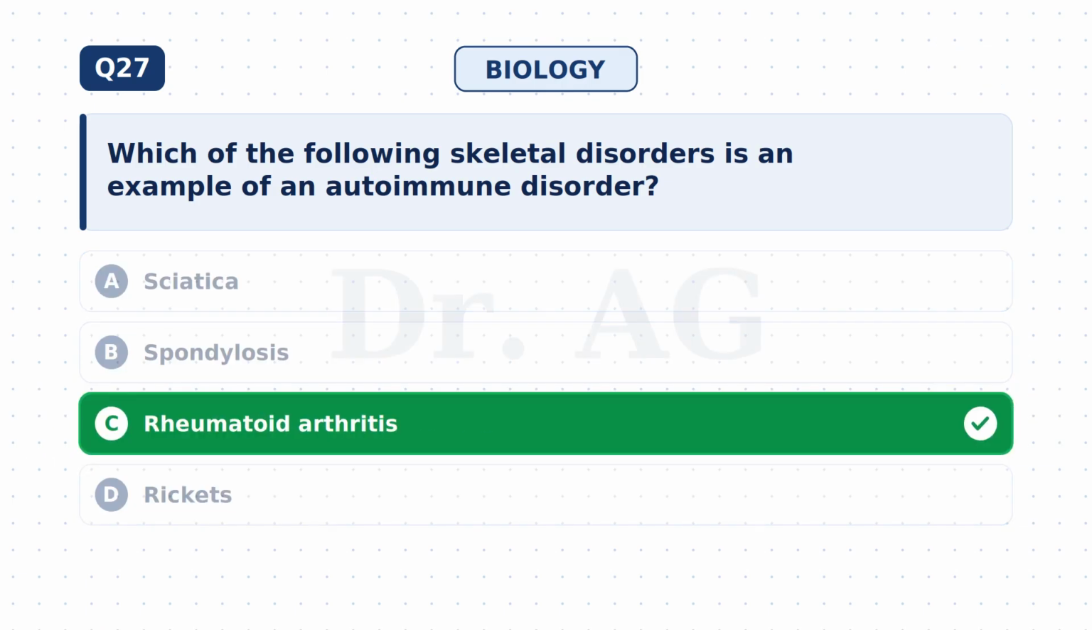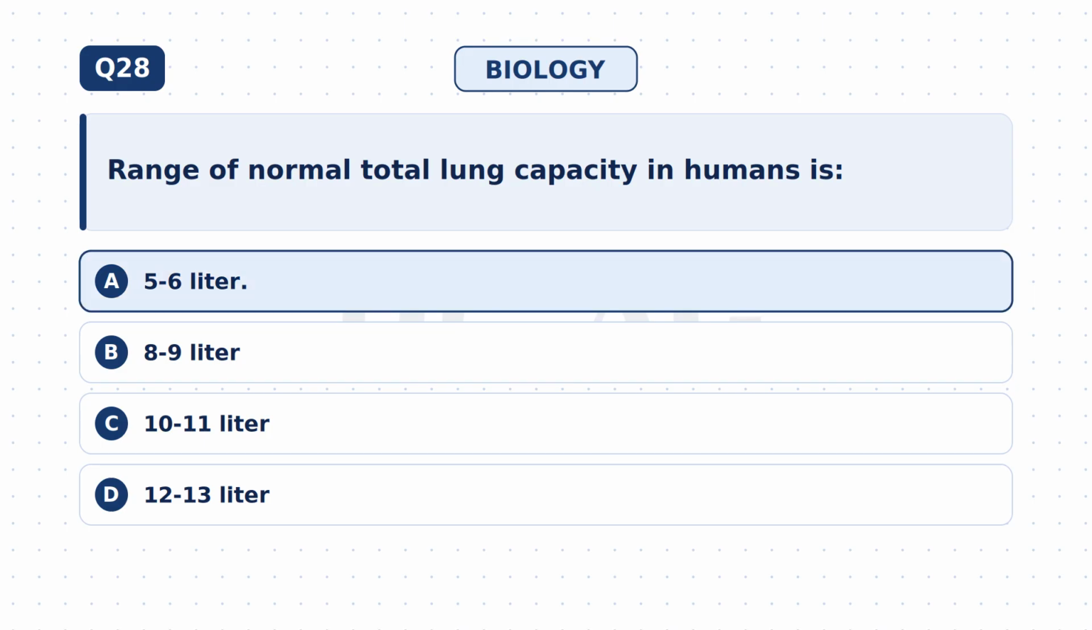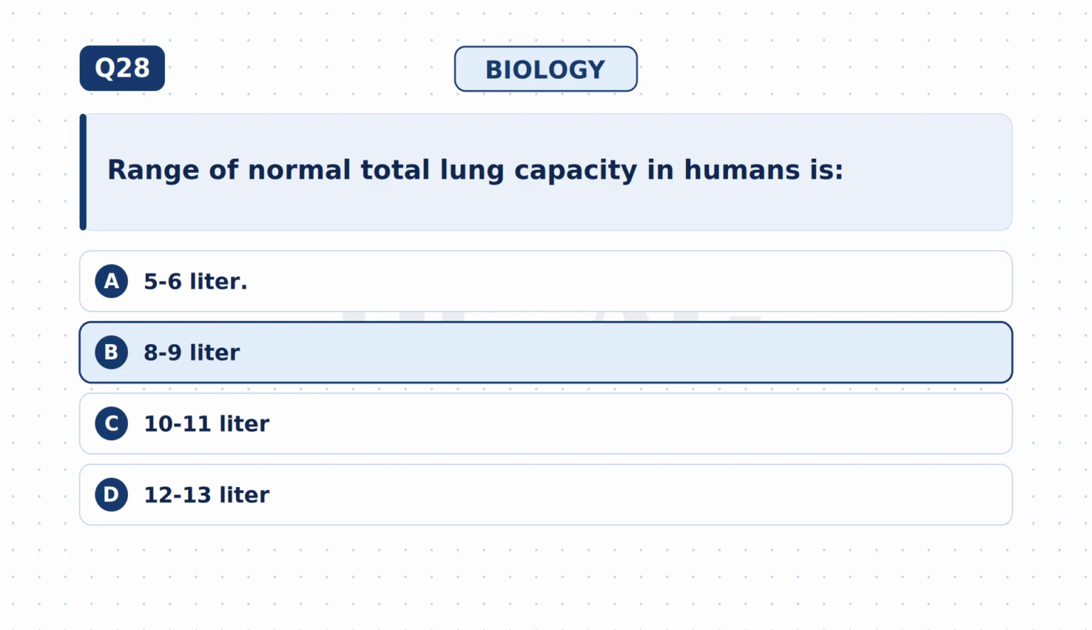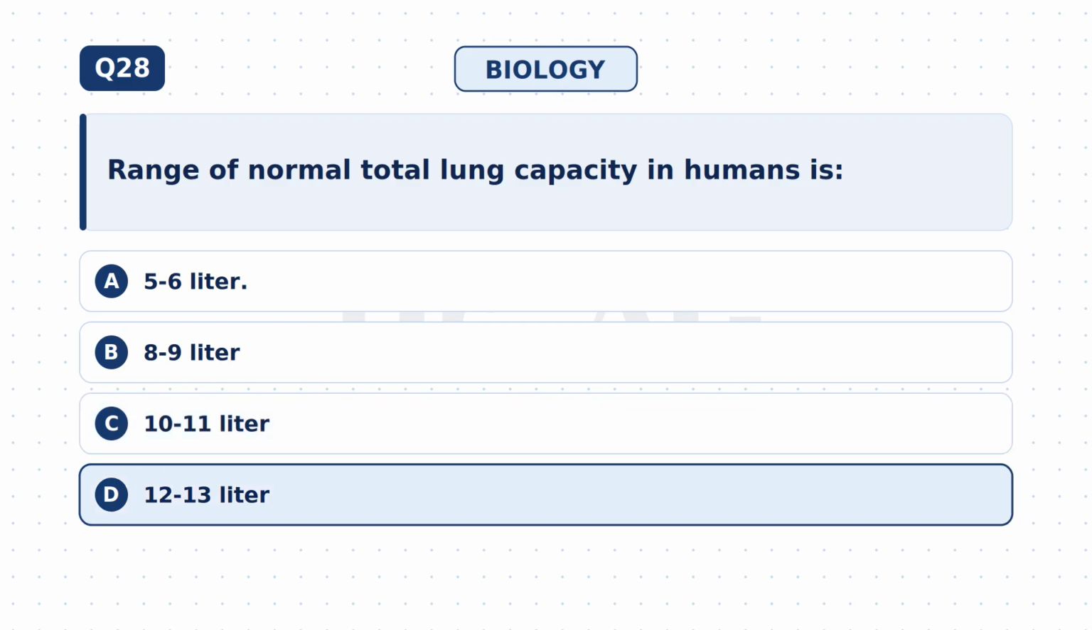The correct answer is C. Rheumatoid arthritis. Question 28. Range of normal total lung capacity in humans is: Option A. 5-6 liter. Option B. 8-9 liter. Option C. 10 to 11 liter. Option D. 12 to 13 liter.